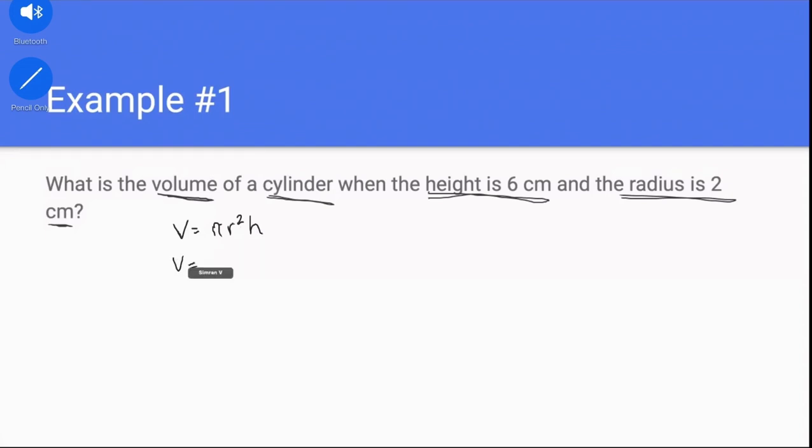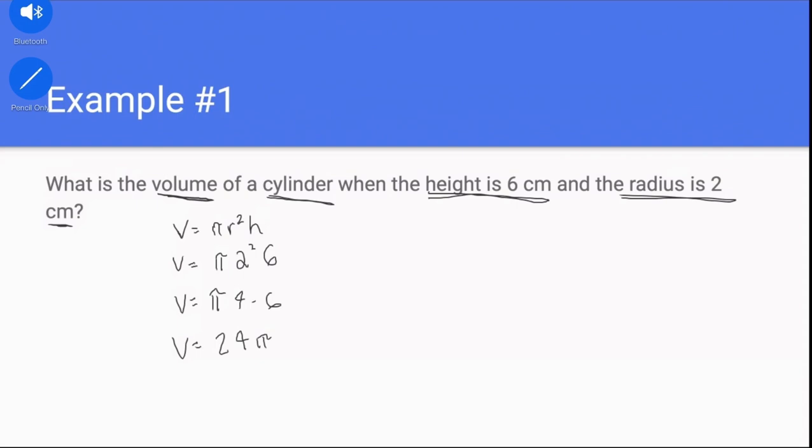So first, just plug in your values. Pi times 2 squared times 6. 2 squared is 4, so pi times 4 times 6, which is the same as V equals 24 pi. And then just plug that into your calculator and you will get the correct answer. It's going to be a lot of decimals, but you have to make sure to use the pi symbol instead of just typing in 3.14, or you're not going to get the complete exact answer.